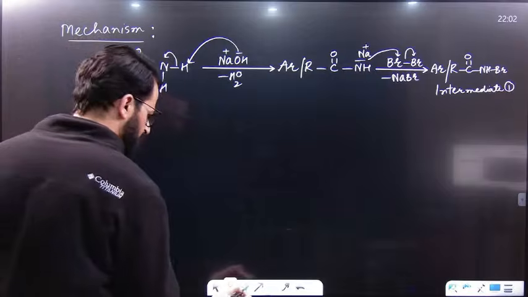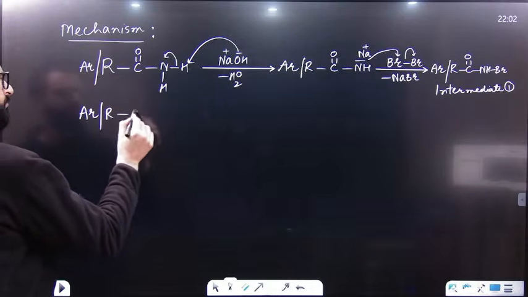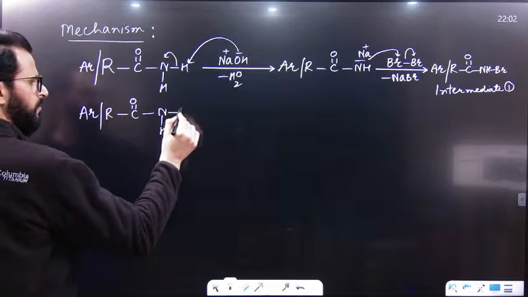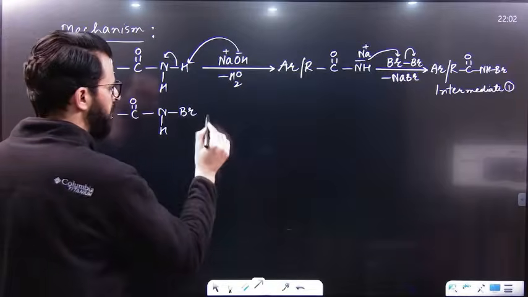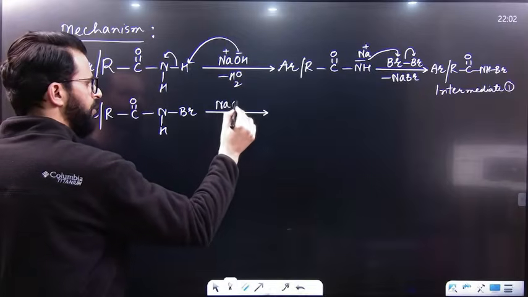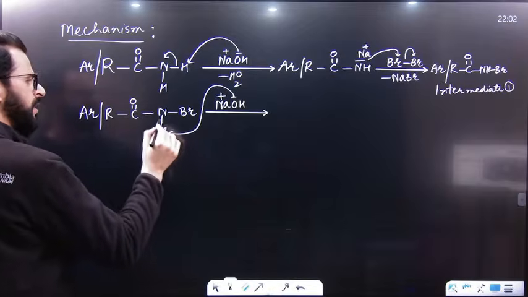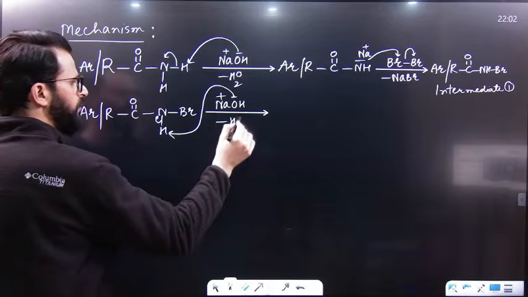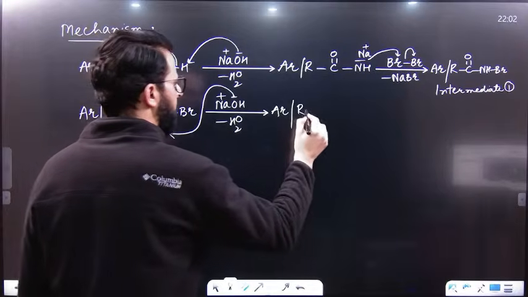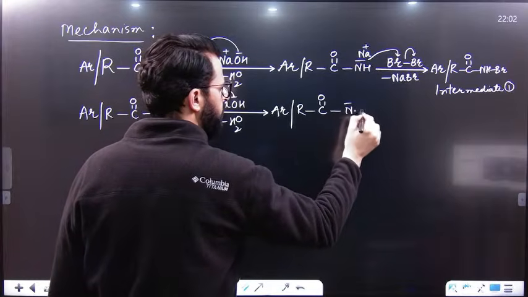After that, have a look. That intermediate, either aromatic or aliphatic, once again reacts with a base. Say, for example, our base is NaOH. This NaOH will abstract this hydrogen and it will result in the formation of this anion, RCO, then N having a negative charge, and then Br.